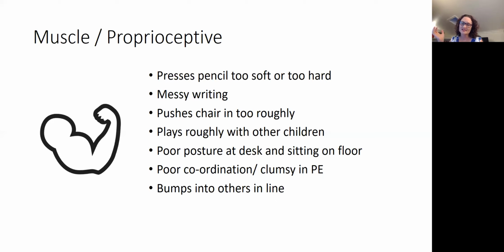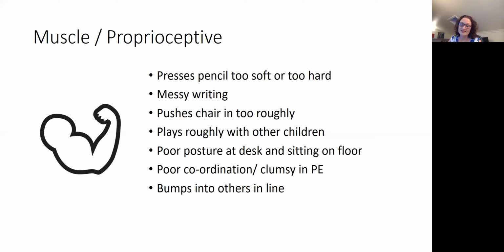The child who pushes their chair or closes the doorway too hard. So they might push their chair and it pushes the table forward. They just don't get that feedback in their arm muscles about how much they need to push in. Kids who play roughly with other children, again, they don't get that muscle feedback through their muscle senses of how hard and how much force they need to use when playing with kids.